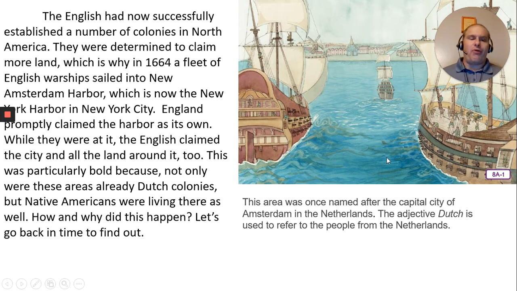This area was once named after the capital city, Amsterdam, in the Netherlands. The adjective Dutch is used to refer to people from the Netherlands.